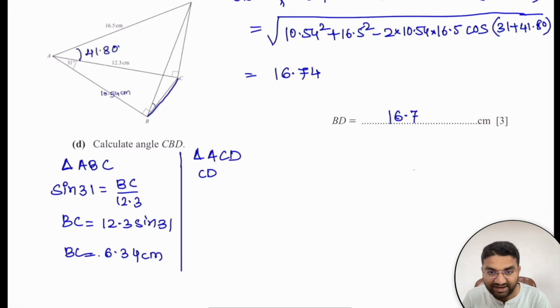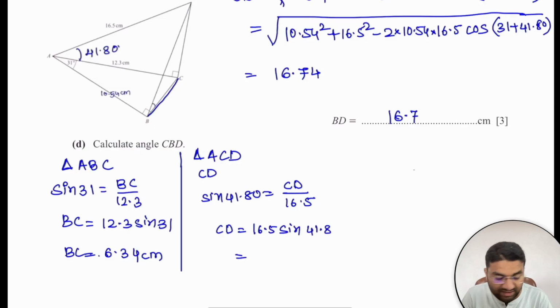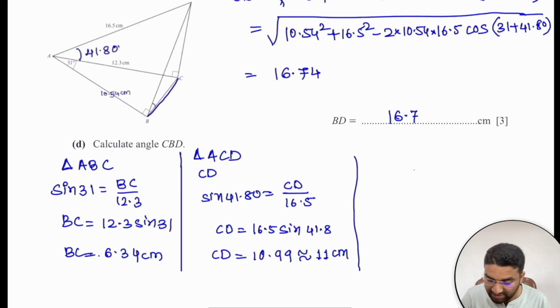Using triangle ACD, you can calculate CD. CD is the opposite side for the 41.80 angle. So sine of 41.80 is equal to CD upon 16.5, right? This is the hypotenuse for this complete triangle. Then CD is equal to 16.5 sine of 41.8, and if you do this calculation in your calculator, it will be 10.99, around 11 centimeters is the CD. You can use 11 straight away, fine.